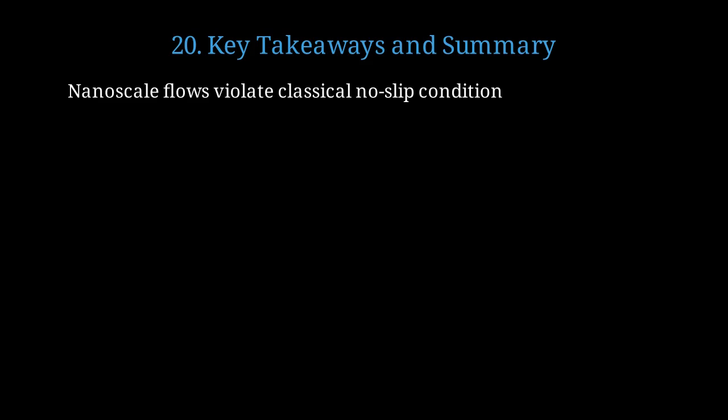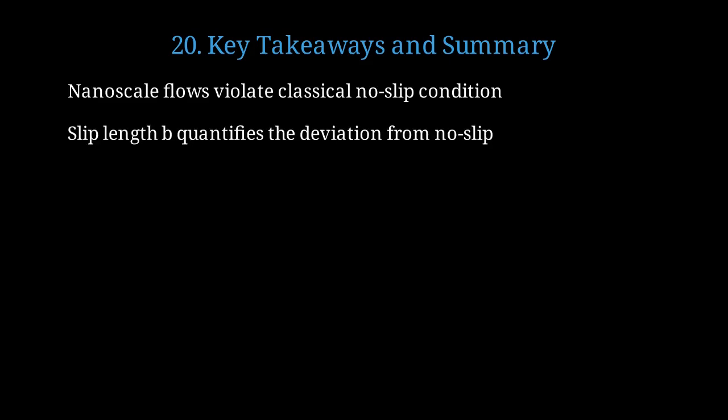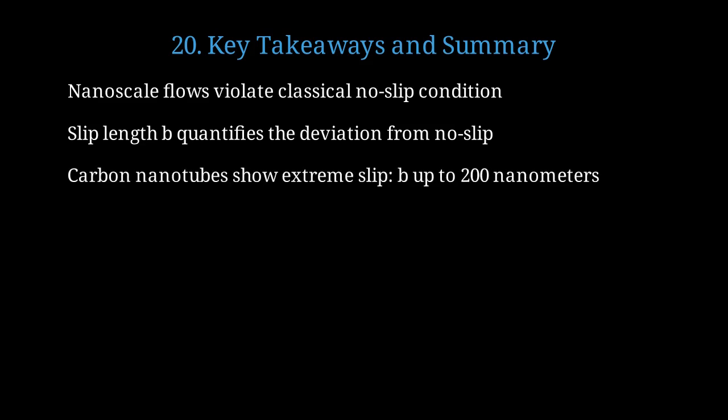Let's summarize the key concepts we've explored about hydrodynamic slip. First key point: at the nanoscale, the classical no-slip boundary condition breaks down due to weak fluid surface interactions. Second, the slip length parameter B quantifies how much the flow deviates from classical predictions. Third, carbon nanotubes show extreme slip with lengths up to 200 nanometers, enabling flow rates hundreds of times faster than expected. The enhancement formula shows flow rate equals classical prediction times 1 plus 4 B over R.